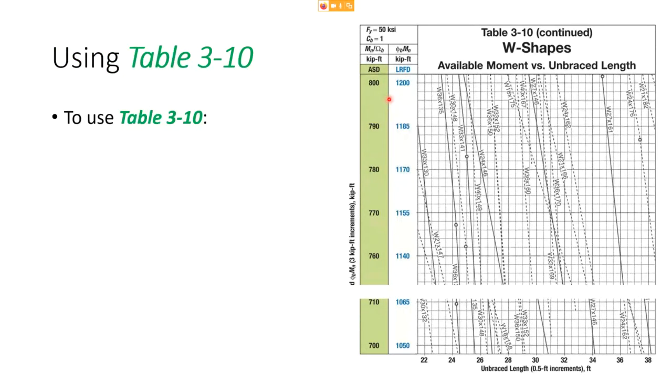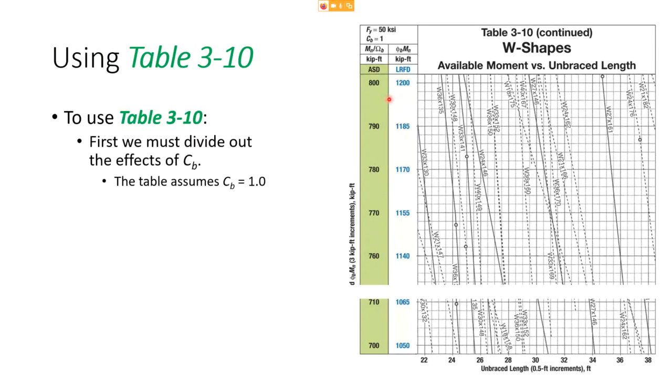What you do with table 3-10, the first thing that you do, is divide out the effects of Cb. You'll have some moment that you're going to design for. So you're designing a beam and you need to design for a moment of, I don't know, 500 foot-kips, whatever the value is. You're going to look at your Cb term and divide out Cb, because the table assumes a Cb value of 1.